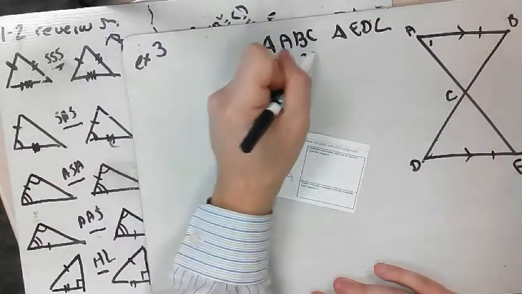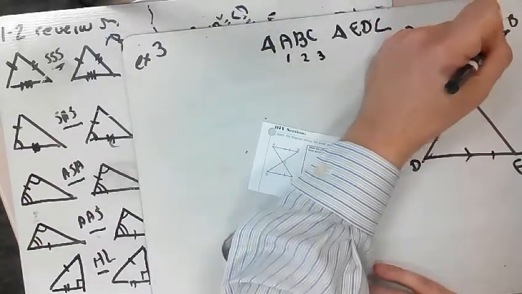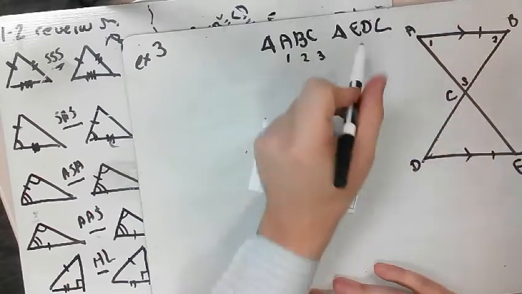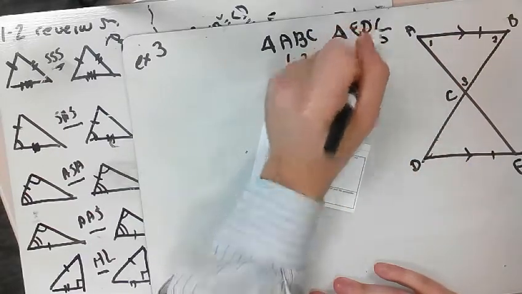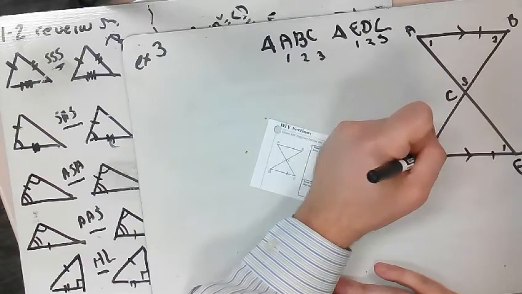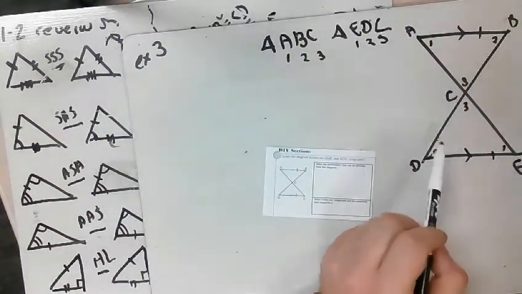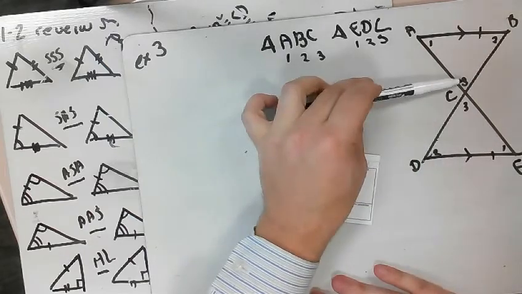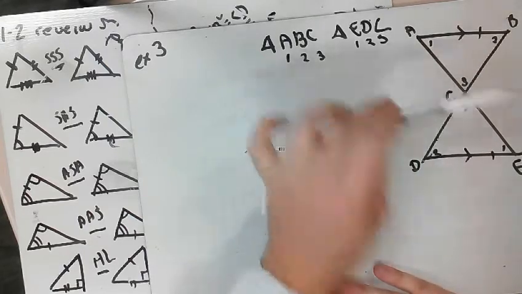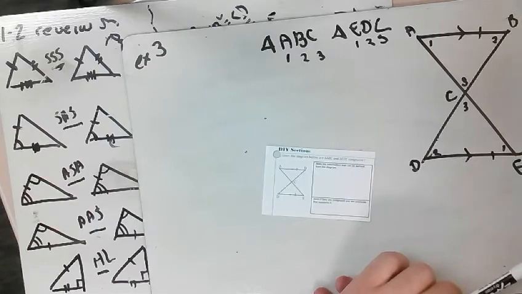1, 2, and 3. 1, 2, and 3. So at first glance, it looks like they're not congruent, but in fact they are. Look at the way the 3's match up at the vertical angles. So we're in good shape.